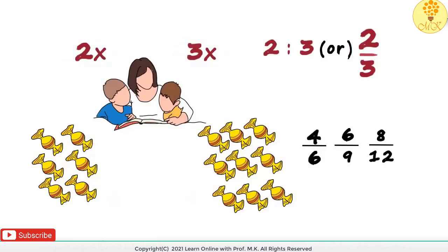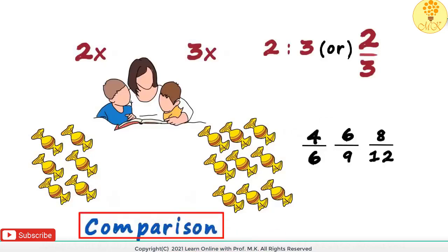So ratio is basically a comparison of quantities. But there is a bit more to comparison of quantities. We see that next.